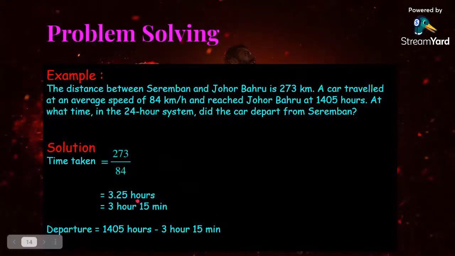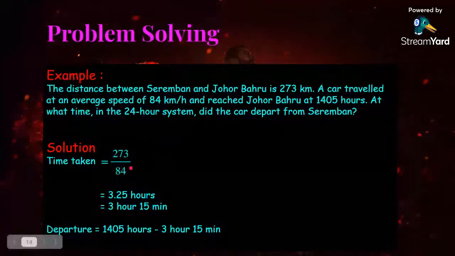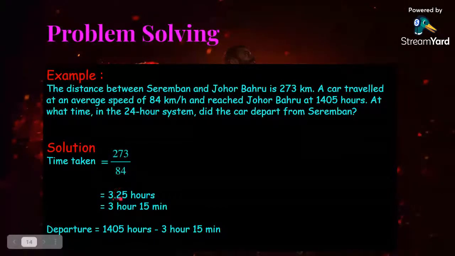Okay, so time taken, 273 divided by 84. Kenapa 273 divided by 84? Ingat balik the formula yang saya dah ajar in previous class. Okay, time taken equals to distance over speed. So 273 is mentioned here, divide by speed is 84. So you dapat 3.25 hours.